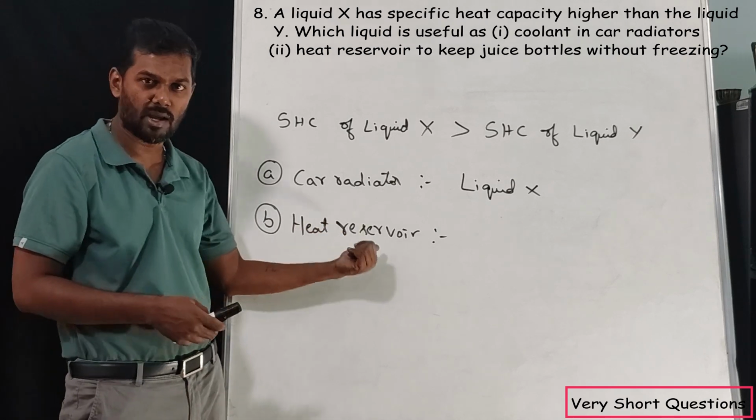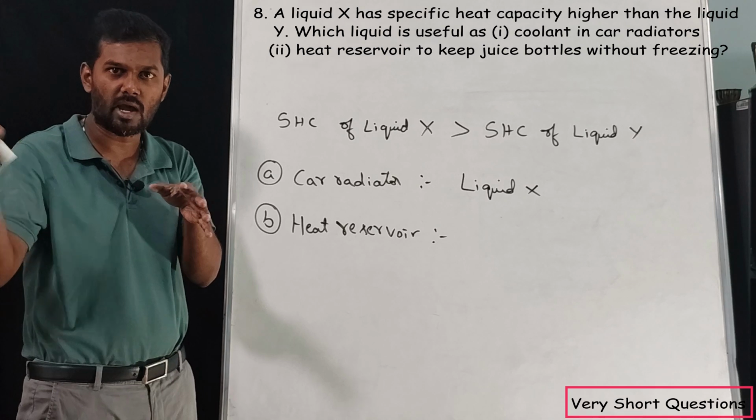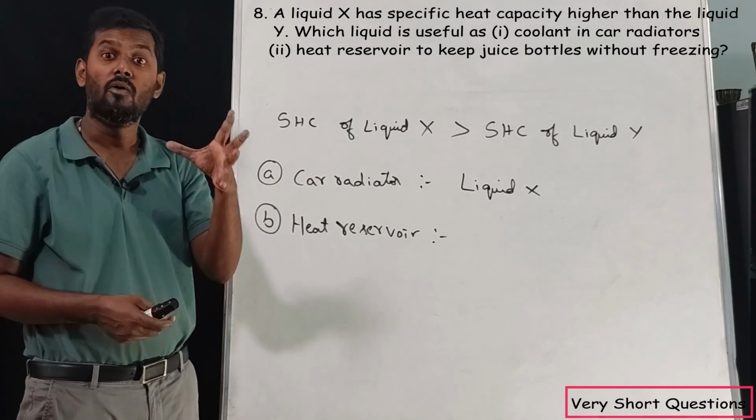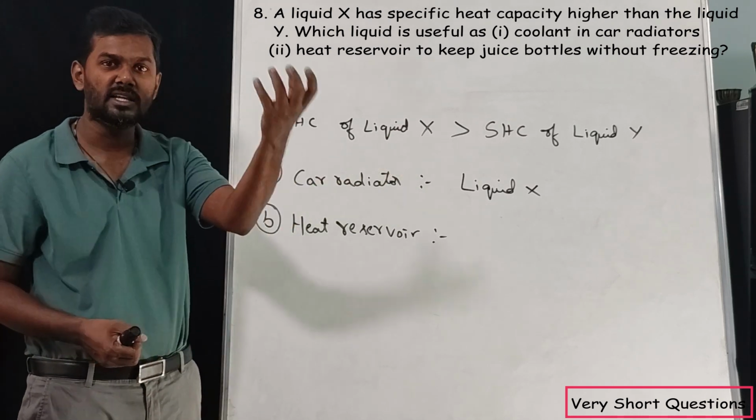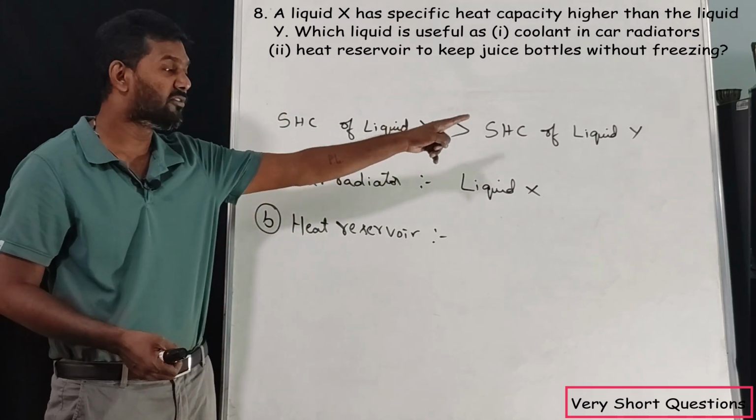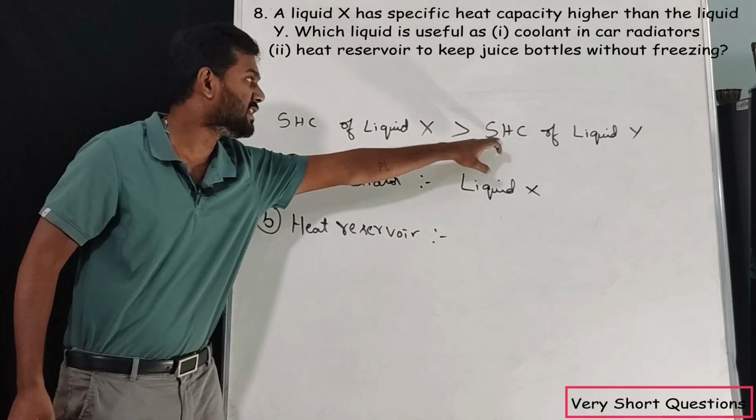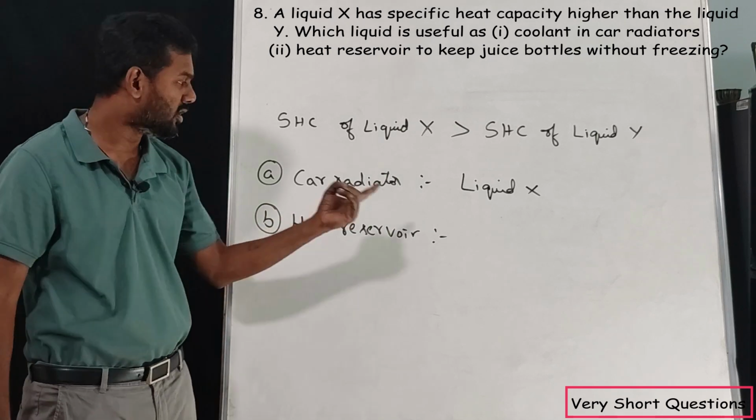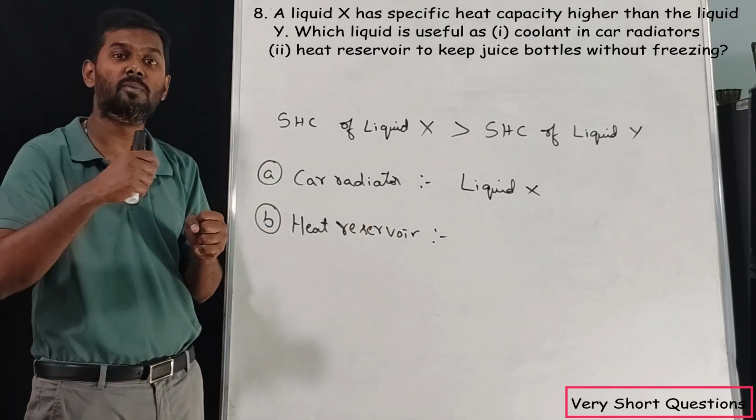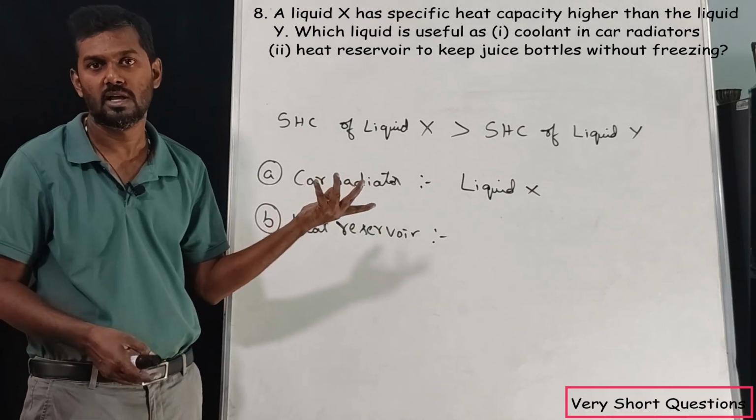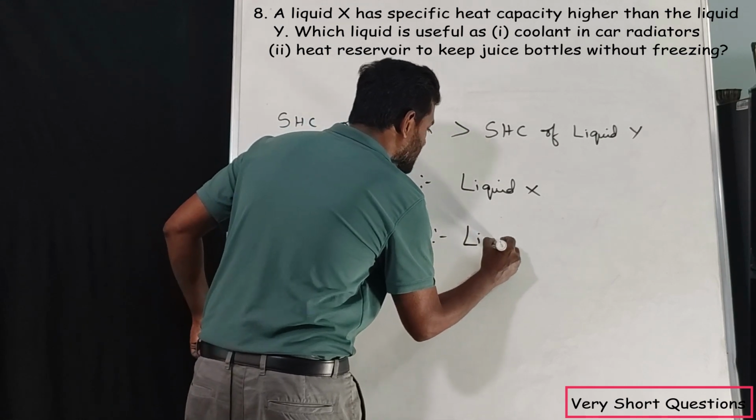So if we use liquid Y here in the heat reservoir, whenever there is a change in the temperature of the surrounding, this liquid Y will get the temperature faster. See, in both ways, whether the temperature is increasing or decreasing, liquid Y will get the temperature faster compared to liquid X, because it has low specific heat capacity. So if we use liquid Y, the temperature it attains from the surrounding will be faster, then it will freeze. So we are not supposed to use liquid Y, we should use liquid X again.